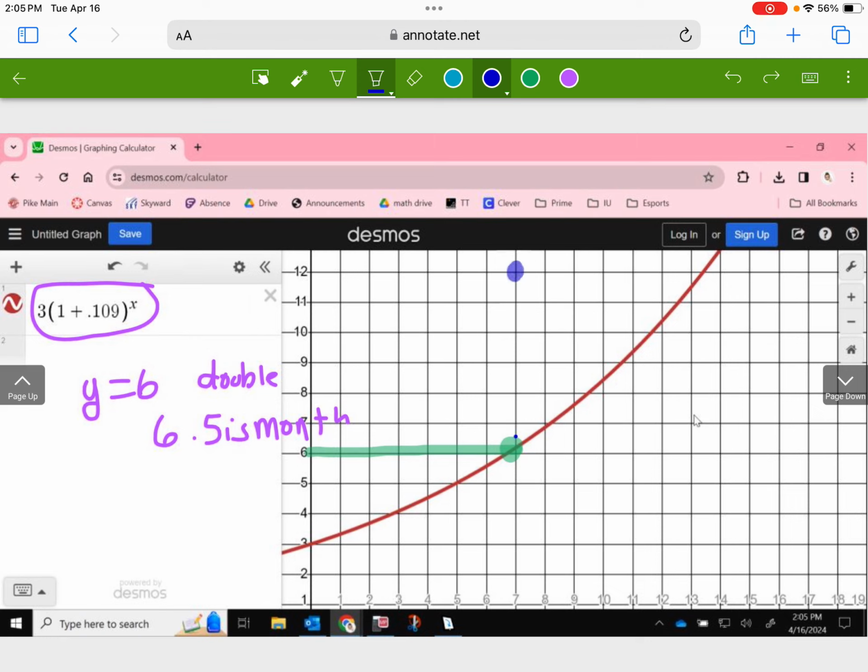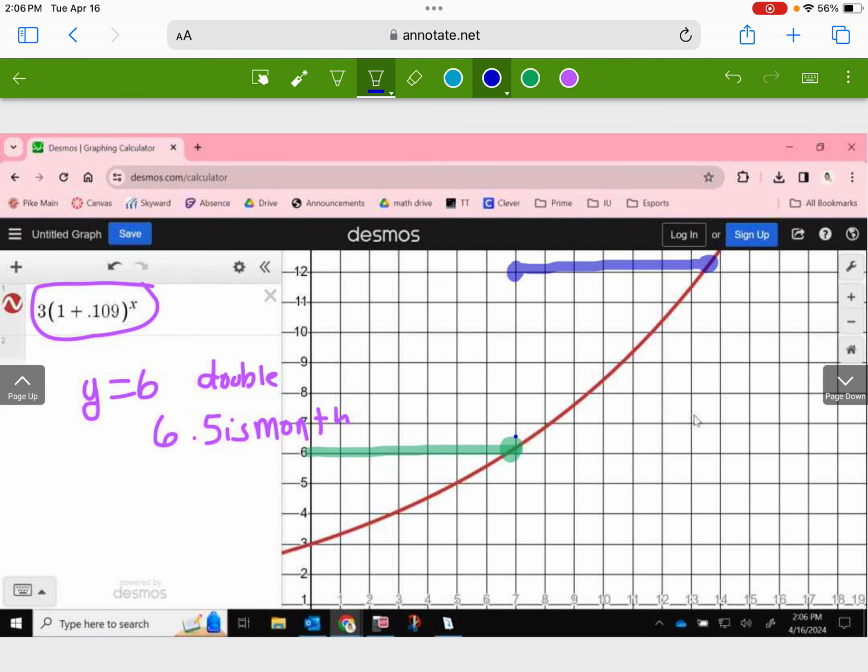So if we go from a total of 6 to a total of 12, how long did that take? About 6.5, right? So it takes the same amount of time to double no matter how many there are. It's doubling. So it takes between 6 and 7 months for it to double each time. Doubling is an exponential growth. Okay?